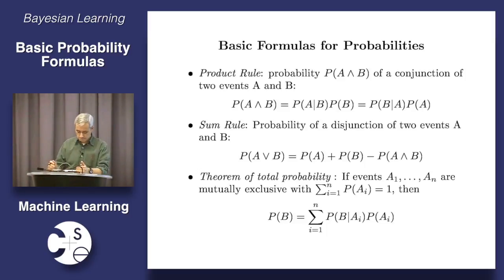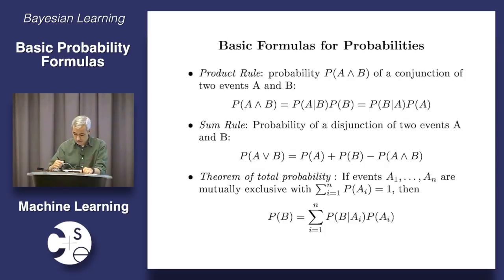The second one is the sum rule. The product rule is the probability of a conjunction of things, A and B. The sum rule is the probability of a disjunction of things: the probability that A or B happens. So the probability that A or B happens is the probability of A plus the probability of B, minus the probability of the intersection. Why did I subtract the probability of the intersection? Because it's counted twice when you add them up.